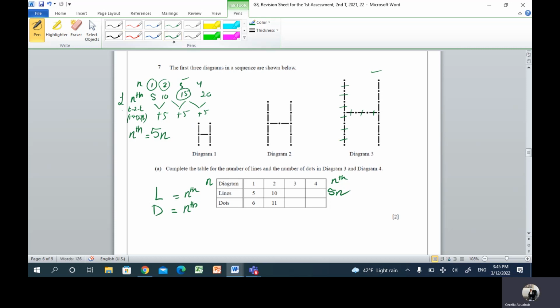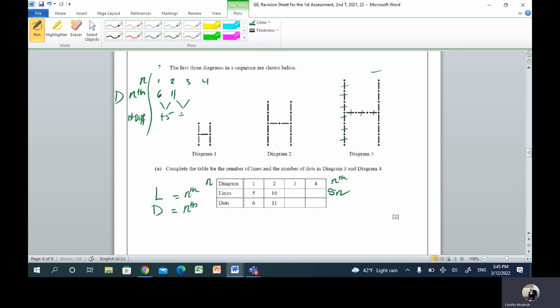Cool. Let's go to the third row, which represents dots. Okay, so we're going to start with n: 1, 2, 3, 4, and then the nth term, and we're talking about dots here, and they started with 6 and then 11. So basically, we're again adding 5 if we're talking about the first difference or the term-to-term rule, as we like to call it.